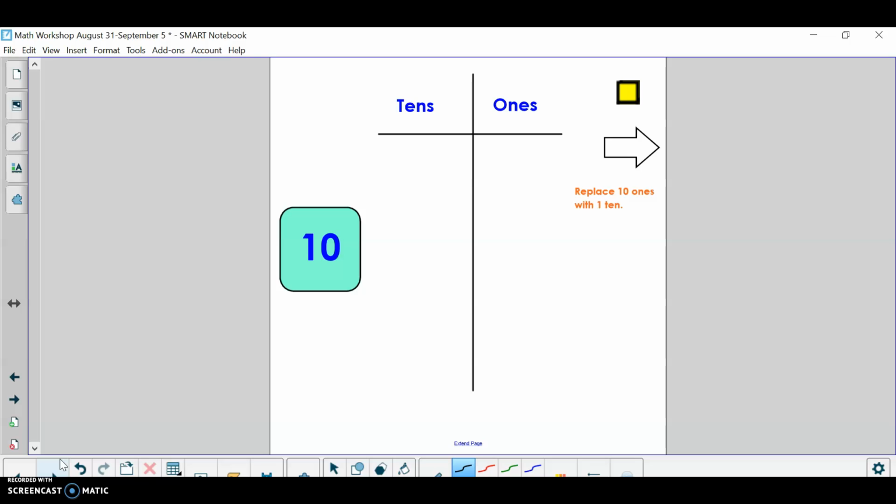What number is this? Very good, 10. What number is this? That's right, 10. Let's go on ahead and bring 10 ones out here.